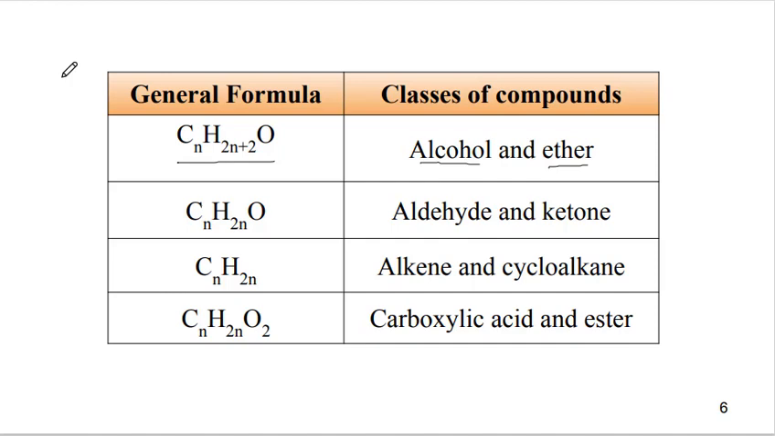Okay, next aldehyde dengan ketone pula, general formula dia adalah CnH2nO lah. Biasanya kalau dia bagi dalam bentuk molecular formula, daripada molecular formula tu kita kena tentukan apa dia punya general formula. Daripada general formula tu kita boleh tentukan apa class of compound yang ada.